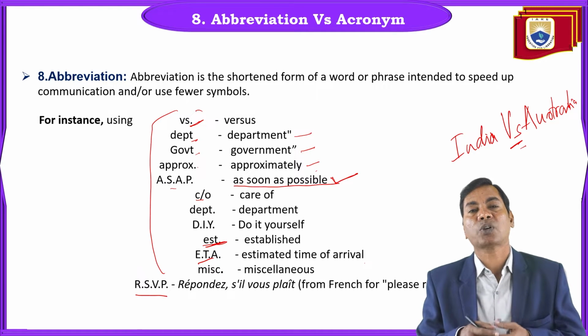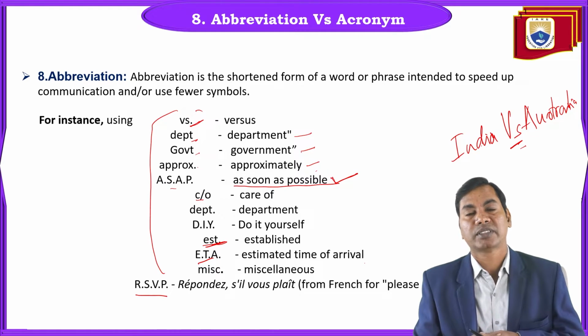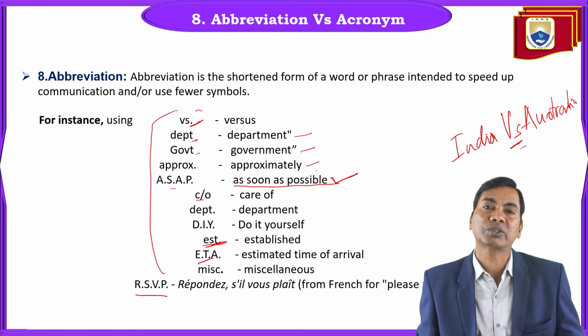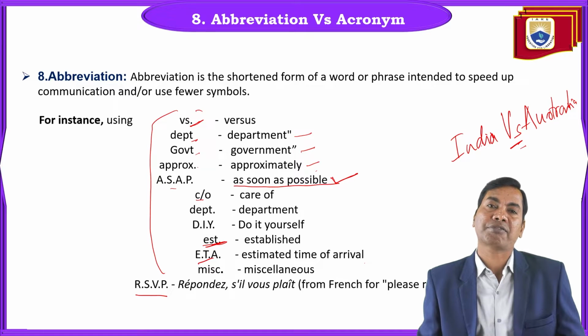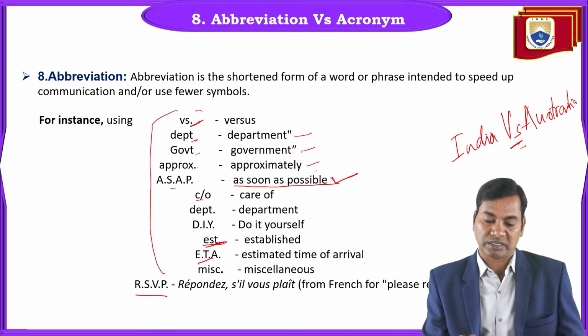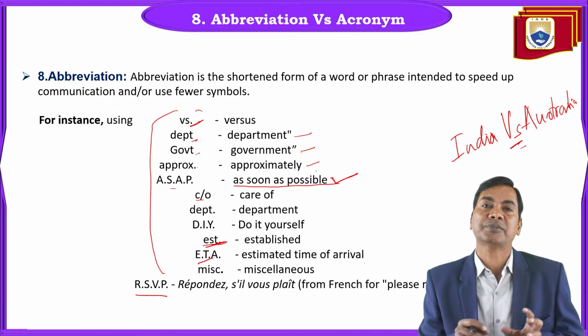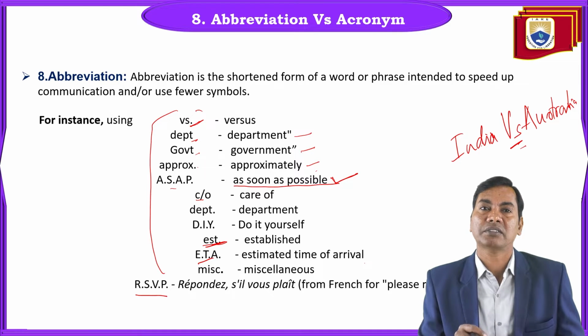So abbreviations or shortened forms are used to speed up communication, right? And there is no particular way of writing abbreviations, right? But if you are using an abbreviation, it must be easy to understand, and it must be known to all others, right?